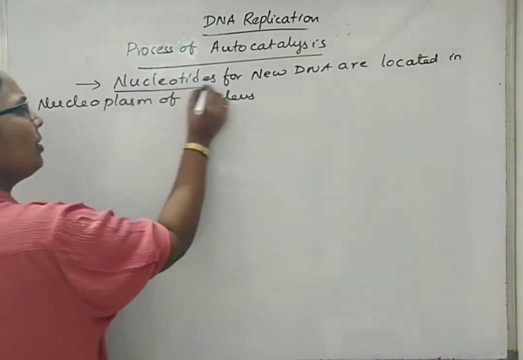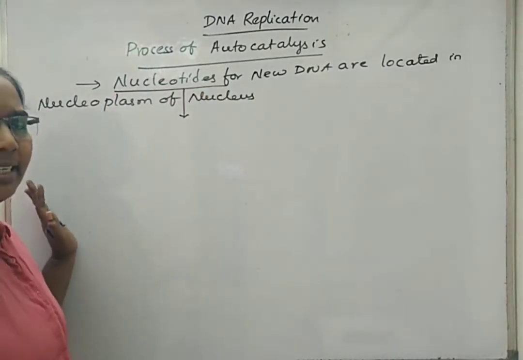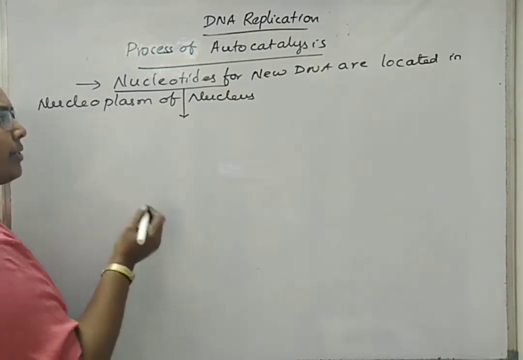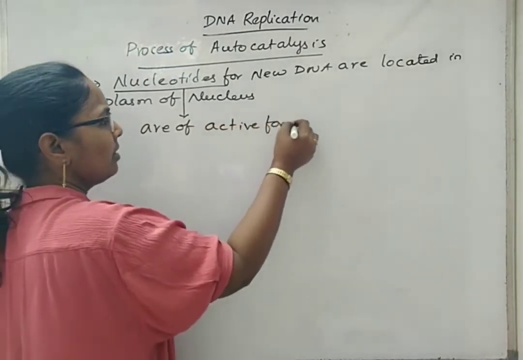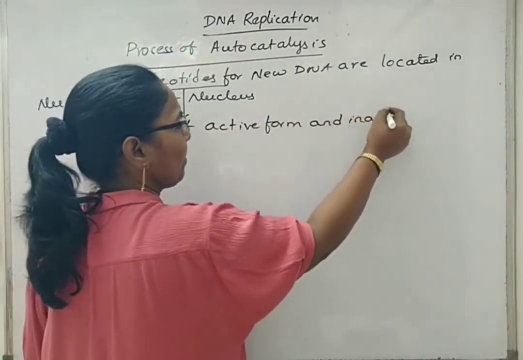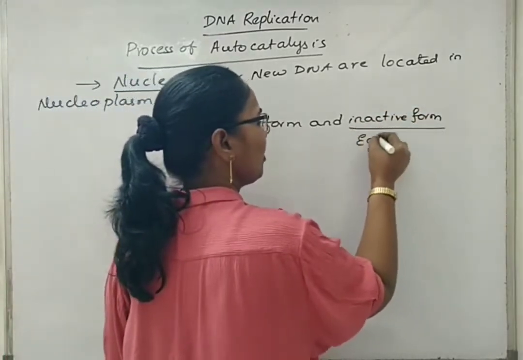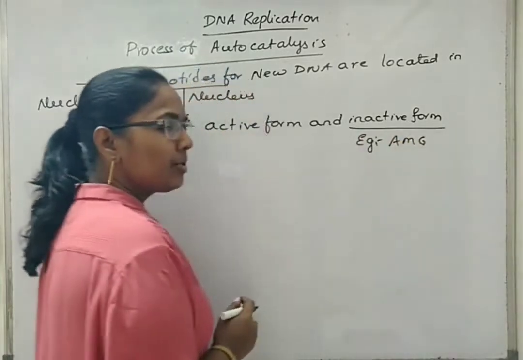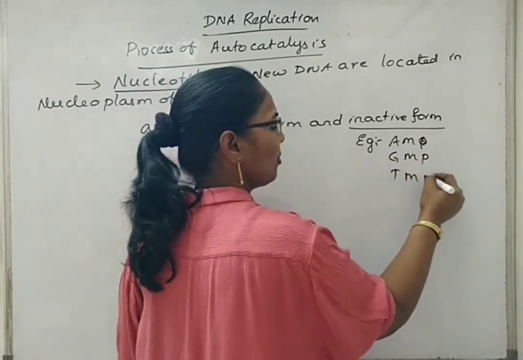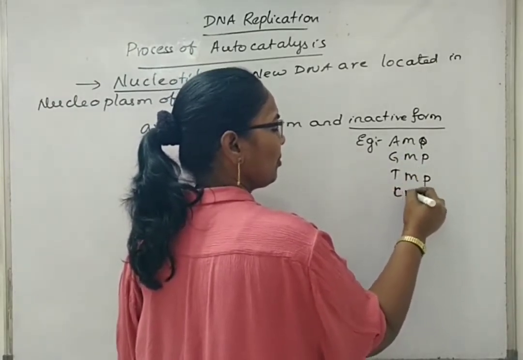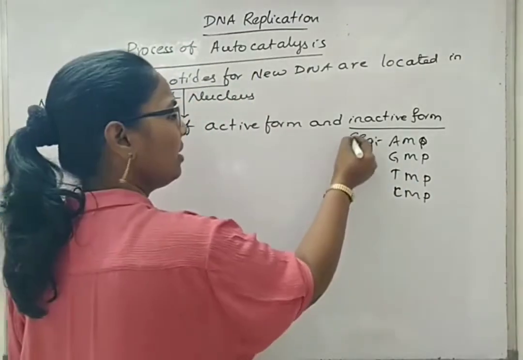Now, these nucleotides are of different forms. Not all the nucleotides are involved readily because sometimes they are in inactive form also. Are of active form and inactive form. So we can take some examples for inactive form as AMP means adenosine monophosphate, guanosine monophosphate, thymosin monophosphate, cytidine monophosphate. These are not having sufficient energy levels or the complete structures to involve in the process.